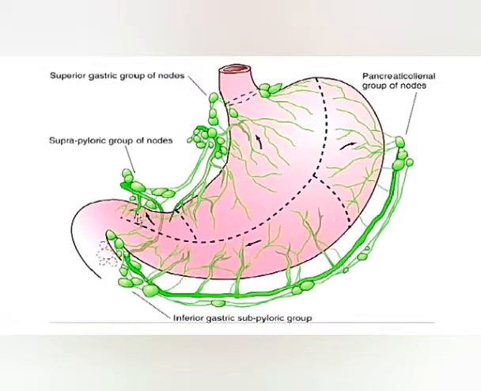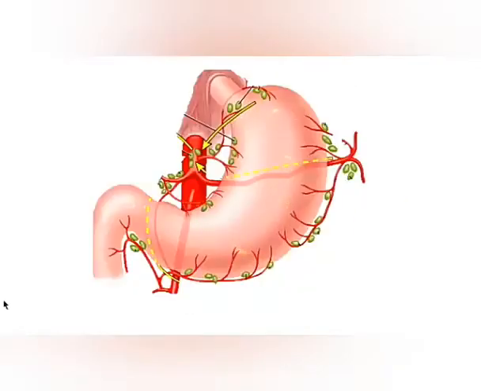The suprapyloric group of nodes have their drainage based on the right gastric artery, and this area is generally supplied by the left gastric artery, which goes into the superior gastric group of nodes. And the right and left gastroepiploic artery areas go into the inferior gastric, mainly the right gastroepiploic artery, and this goes into the inferior gastric subpyloric group of nodes, and the short gastric artery and the left gastroepiploic artery go into the pancreatico-lienal group of nodes. We will see the arteries along with this.